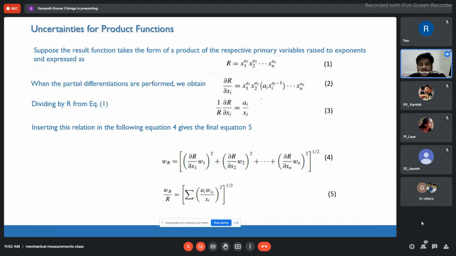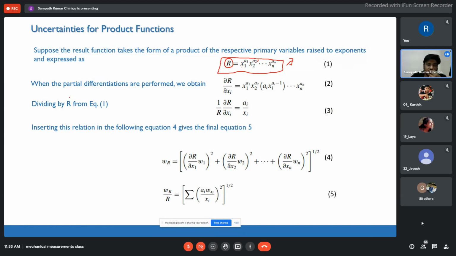For example, suppose I take a function R which is related to the individual measurements X1 with power a1, X2 with power a2, and so on, Xn with power an. This is the way R has its variables related: the product of the variables raised to their powers. Now I want to find the uncertainty in R, where X1 is the measurement and a1 is the power of that.